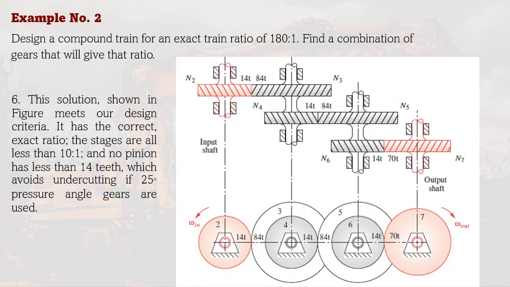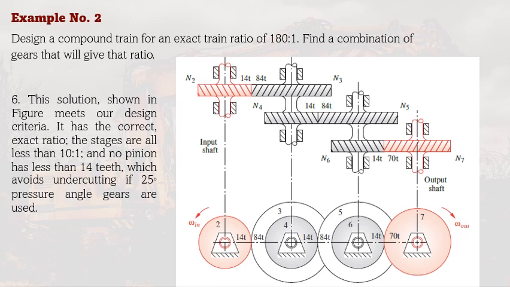So this solution meets our design criteria. It has the exact ratio, which is given in the table in the previous slide, and the stages are all less than 10:1. So the ratio of the teeth of each of the stages is less than 10:1, which is 6:1. And no pinion has less than 14 teeth, which avoids undercutting if we use 25 degrees pressure angle gears.